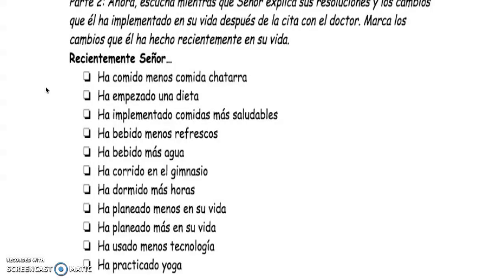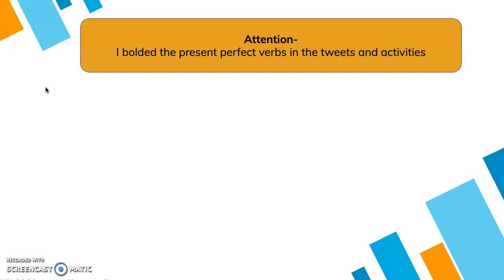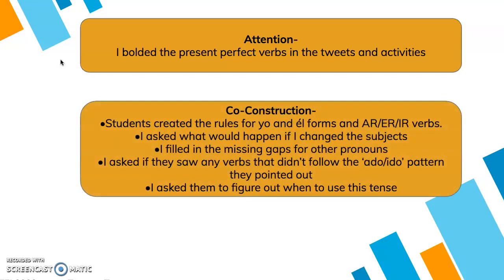So at that point, we've done the presentation phase. The presentation phase was the presentation that I did with them and all these tweets, right? So now I went back, and this went over about a day and a half. I went back and I bolded all those present perfect verbs that were in the tweets or in the activities themselves. I co-constructed it with them, so I gave them kind of this list of things.